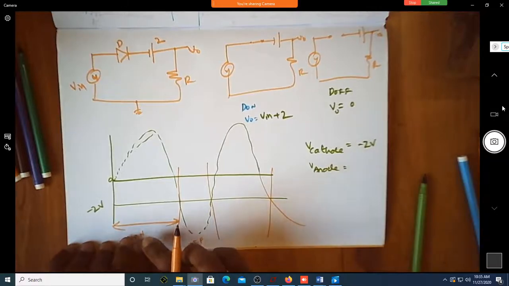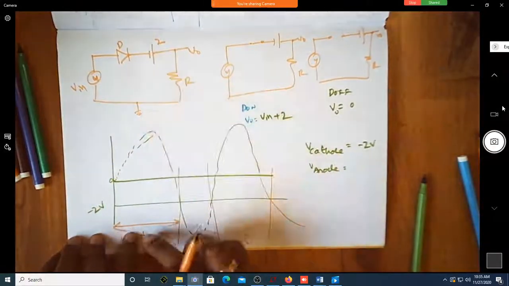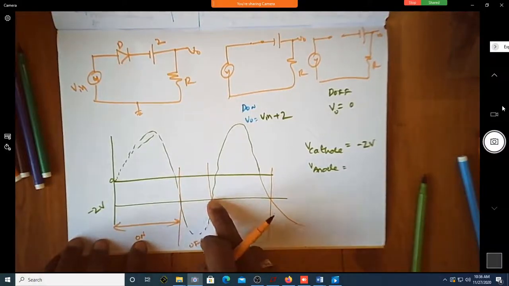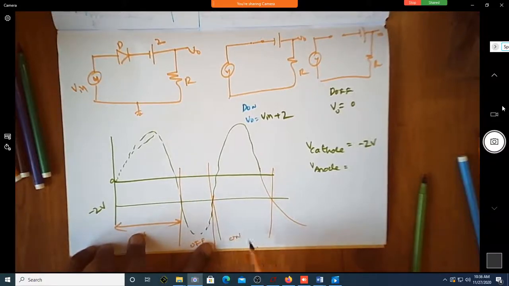Because you have to always see the input is going to the anode. If the anode voltage is more than minus 2, it's on. Now this is the anode voltage. Which is less than minus 2, it is off. Correct? Yes. This is on now.